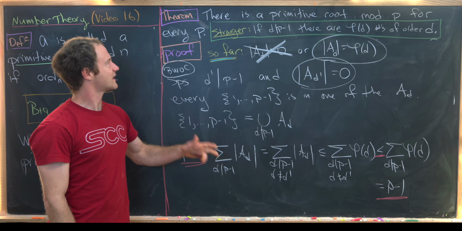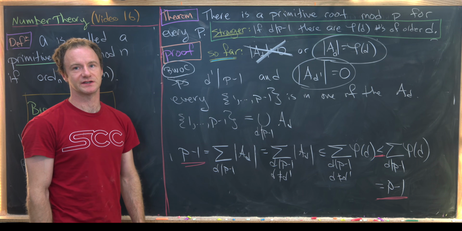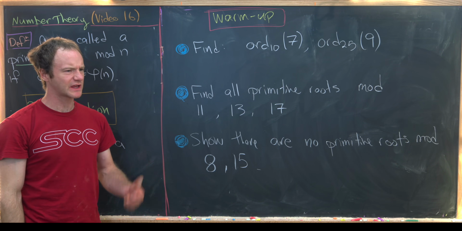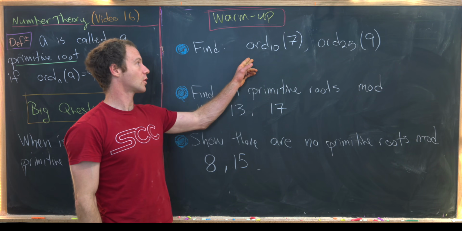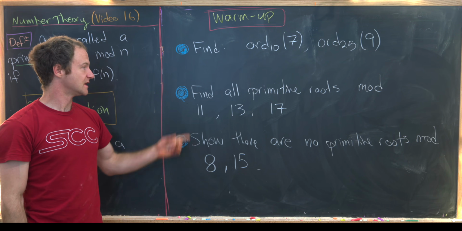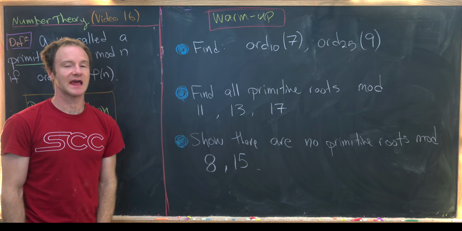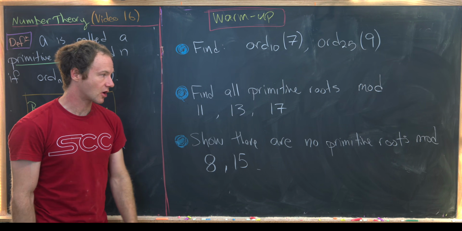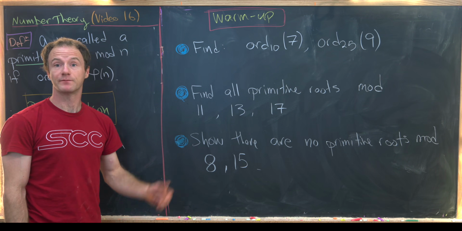Okay, so now that we've gotten this main result taken care of, let's look at some warm-up problems you can do based off of this. Let's look at the following warm-up exercises, which will get you ready to do some harder problems involving this stuff. So let's find the order mod 10 of 7 and the order mod 25 of 9. Then next, find all primitive roots mod 11, 13, and 17. Then finally, show that there are no primitive roots mod 8 or mod 15. Okay, that's a good place to stop.